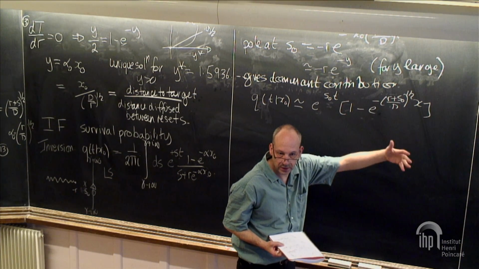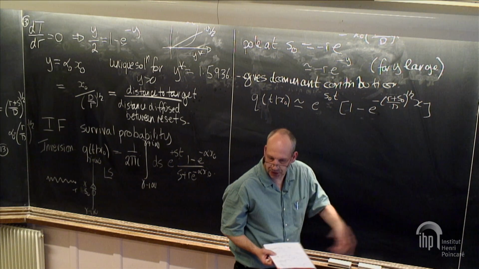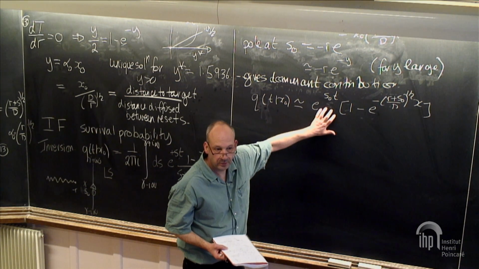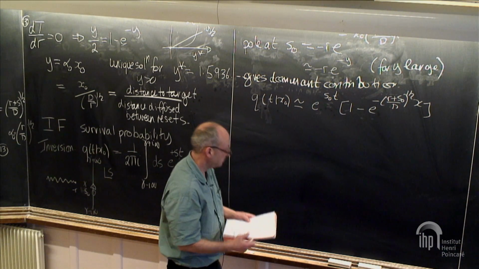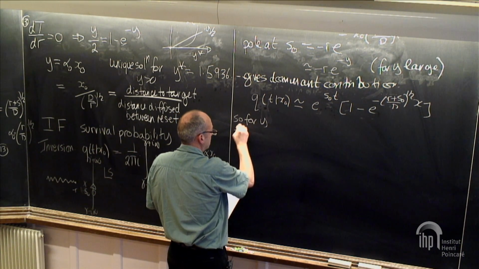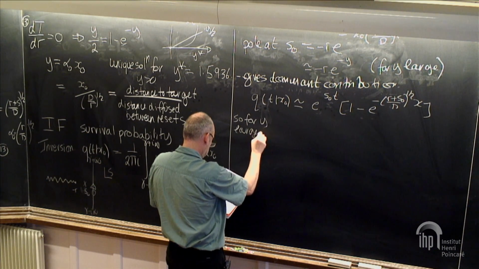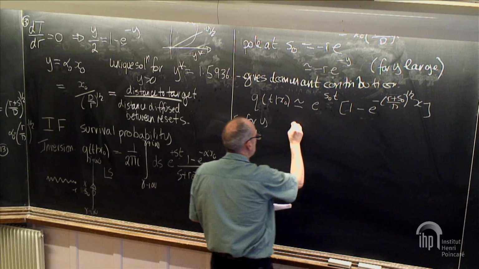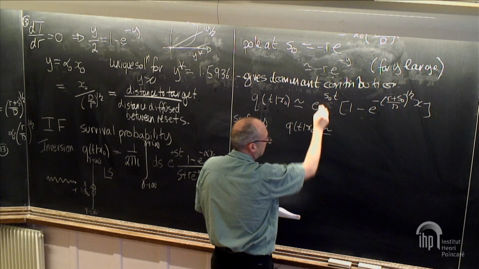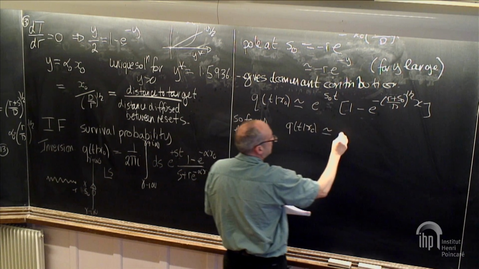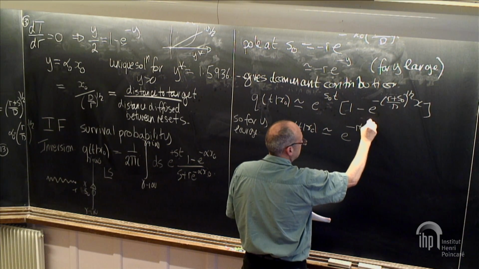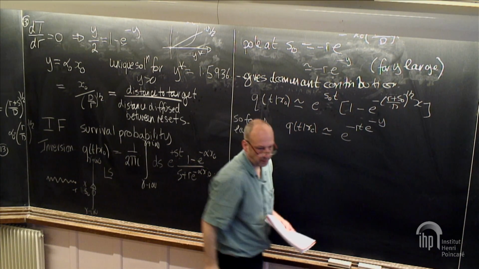So to leading order, so I'm just being a physicist here, and we just calculate things to leading order, it's simply this. Our survival probability will be, remember s naught is approximately this, so I get e to the minus r t e to the minus y.